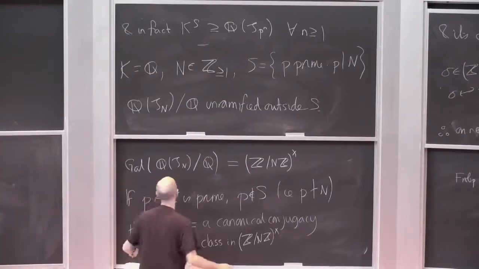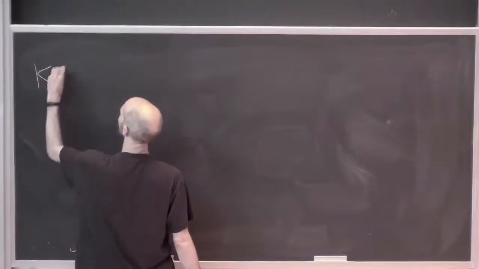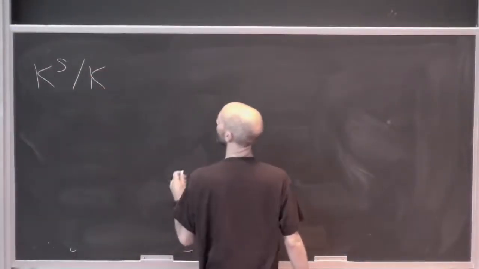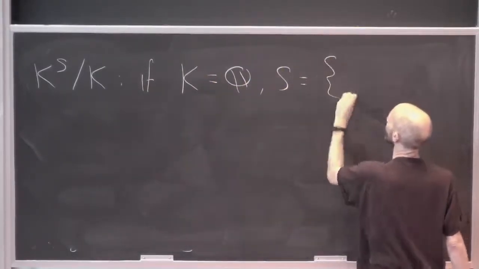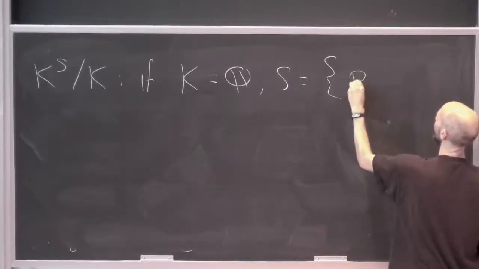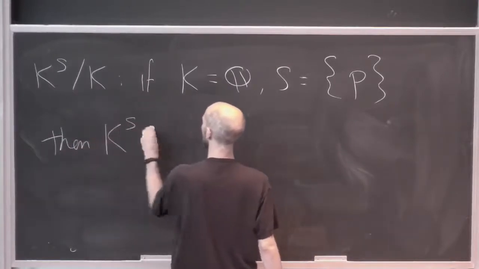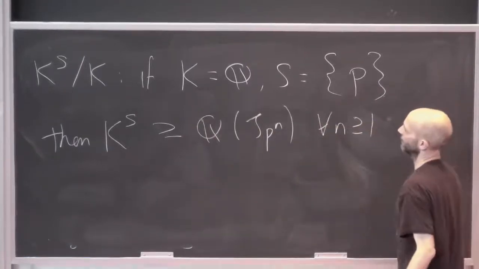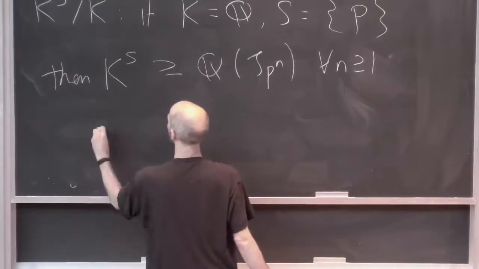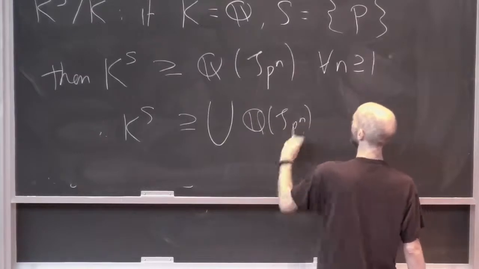But what I really want to do is take the limit. So there are some examples. But of course, let's stick to this case. If K is Q and S is just one prime P, then Ks contains Q(zeta_P^n) for all n at least 1, right? And so therefore Ks contains the union of these things, Q(zeta_P^n) for n at least 1.